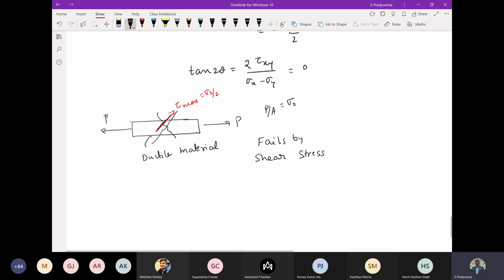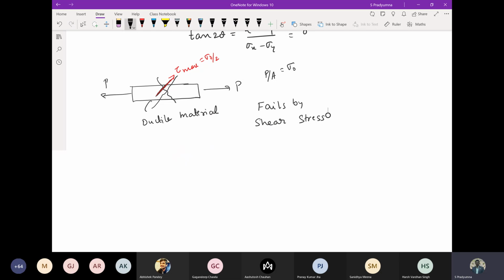Now let us consider another situation like this. This is the element. It is just subjected to shear like this.